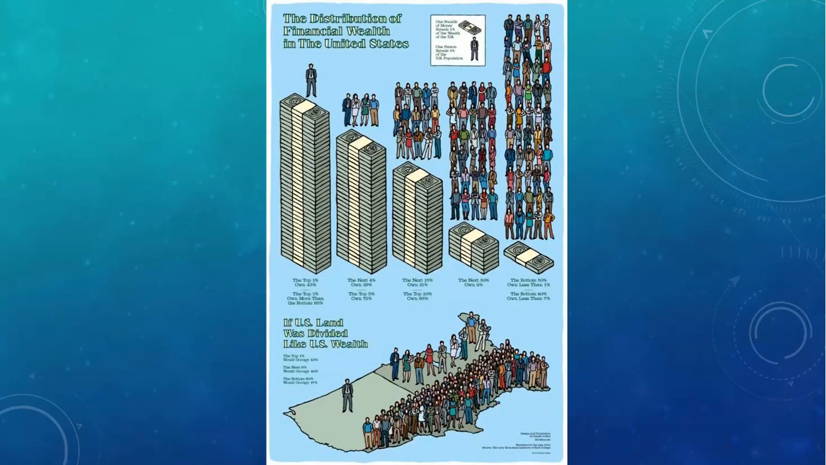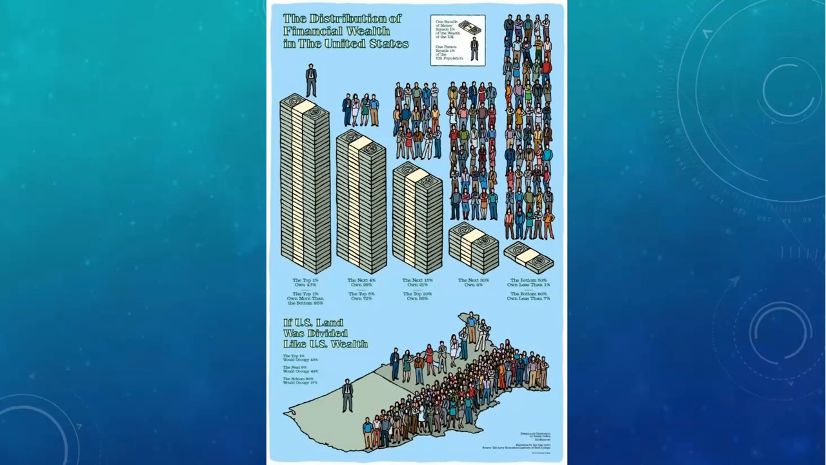Okay, let's look at another example of a way to illustrate this tricky concept of wealth distribution. So the distribution of financial wealth in the United States. So here they're really trying to show the comparison between the amount of people and the amount of money, right? So it becomes a little bit more obvious. One person standing on a huge stack of money, a few people standing on a slightly smaller stack. The more crowded the people get, the smaller the stacks get.